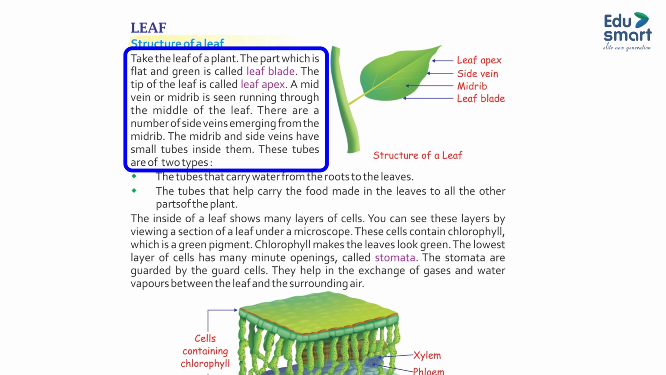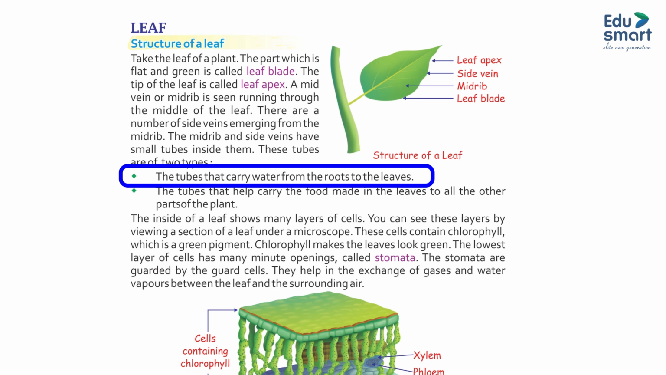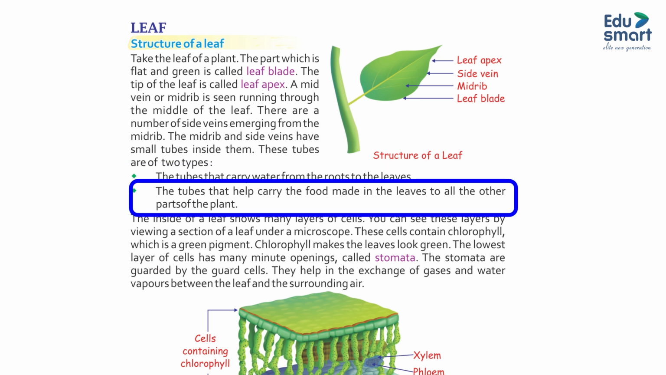The mid-rib and side veins have small tubes inside them. These tubes are of two types: the tubes that carry water from the roots to the leaves, and the tubes that help carry the food made in the leaves to all the other parts of the plant.